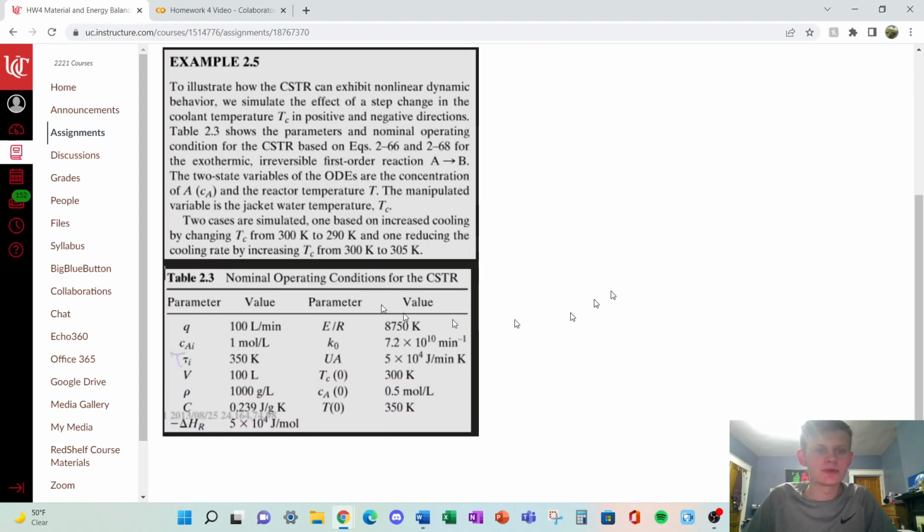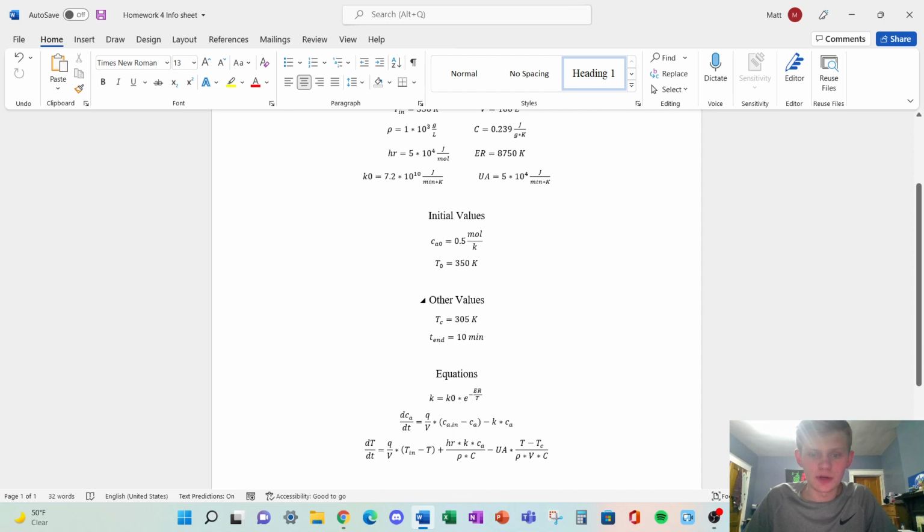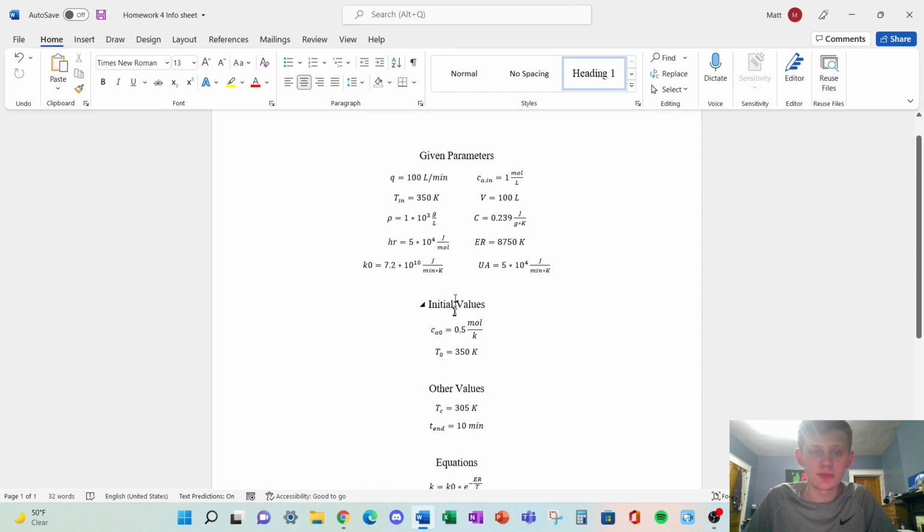With the given parameters in this problem, or the information presented down below, it's a little bit messy to read, so I transferred all the data that we had from our first video, our equations, and all of our given values and initial values given in our problem.